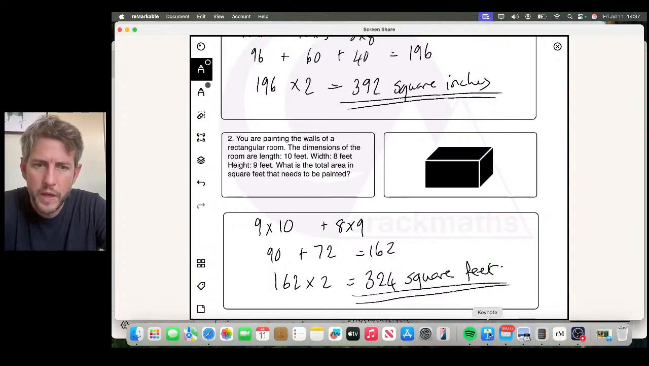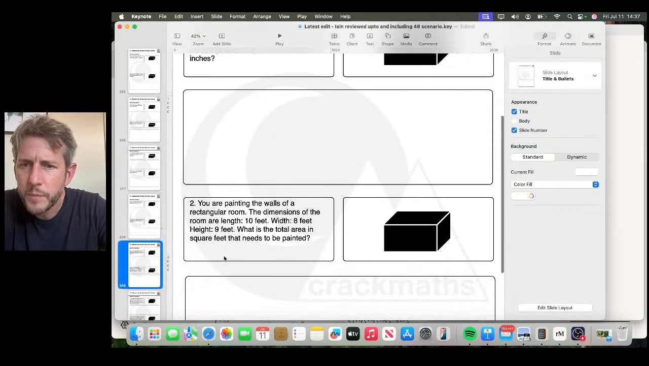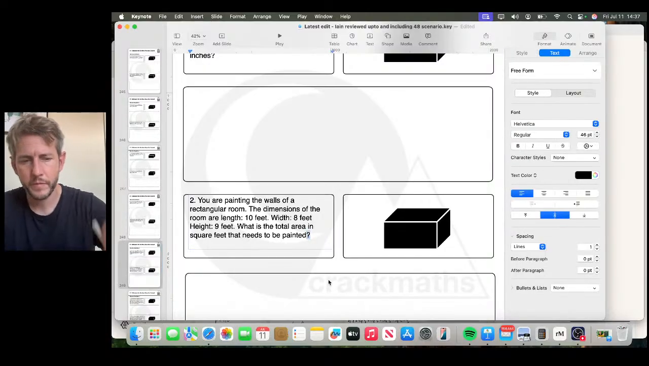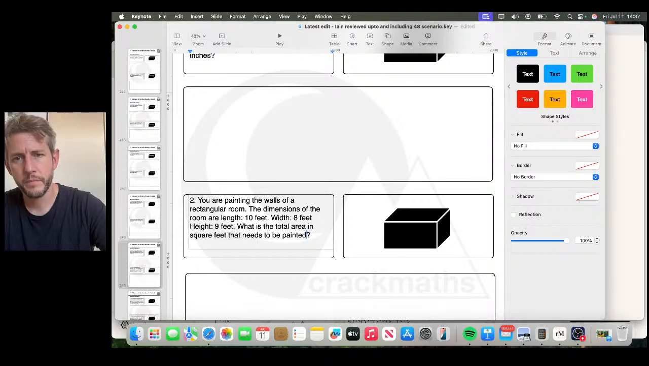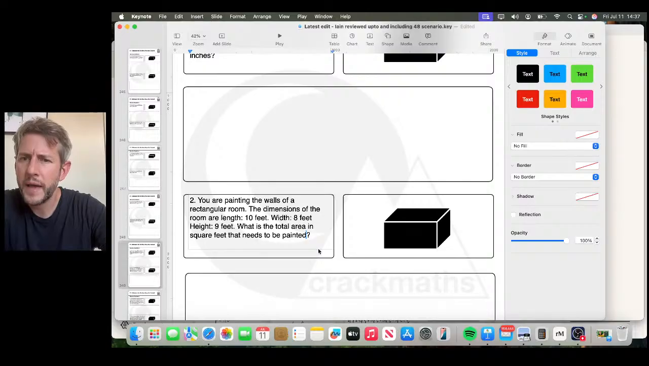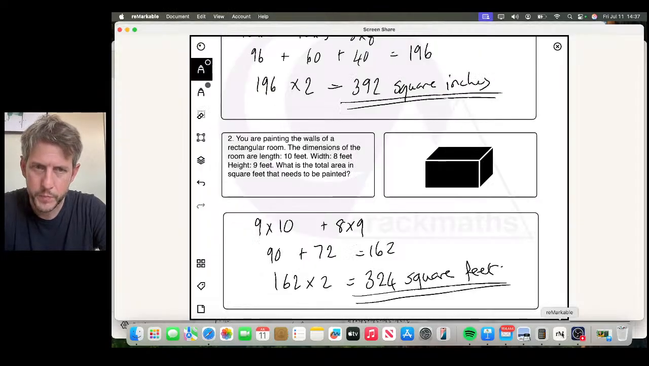Right, I just want to put a bit of extra bump in there, just because I feel like that could be misleading. You are painting the 4 walls of a rectangular room. I think that clears it up. You are painting the 4 walls of a rectangular room.